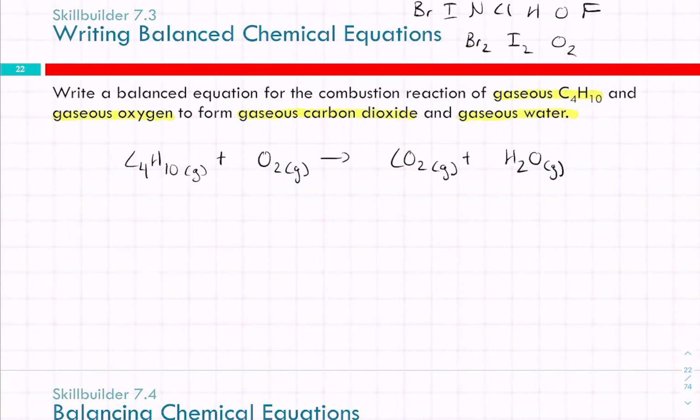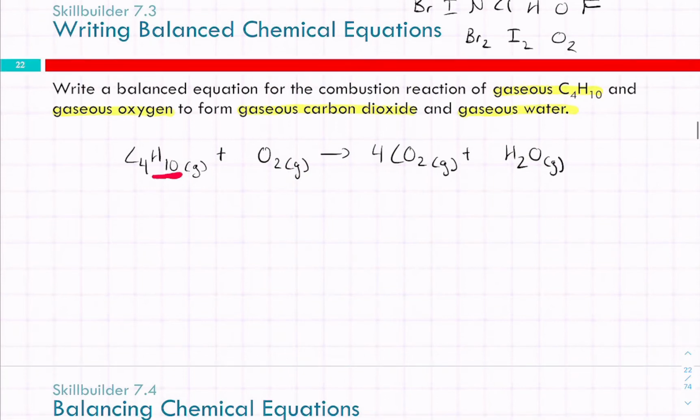How many carbons are there in the reactants? Yes, there are 4, coefficient 4. And again, we don't want to balance oxygen yet because we can come back and balance it pretty easily with this O2. So for hydrogen, how many hydrogens are there in the reactants? Yes, there's 10 here, and then there's 2 over here, so a coefficient of 5.